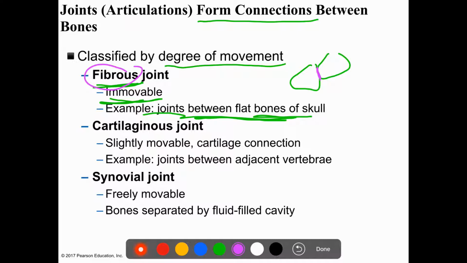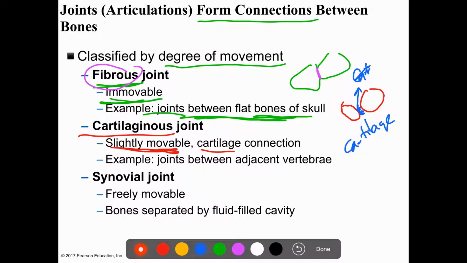Then the second type is cartilaginous joints. These are slightly movable. They have some degree of movement, and what connects them is cartilage. So the two bones, technically, are not attached to each other. There is some space, and that space is filled with cartilage. Like the joints between adjacent vertebrae, where the vertebral disc is a cartilaginous joint.